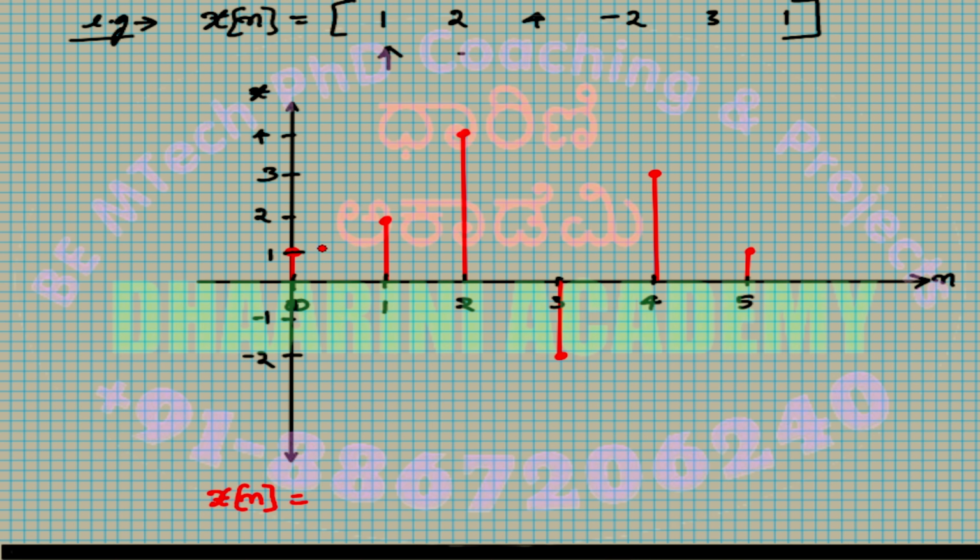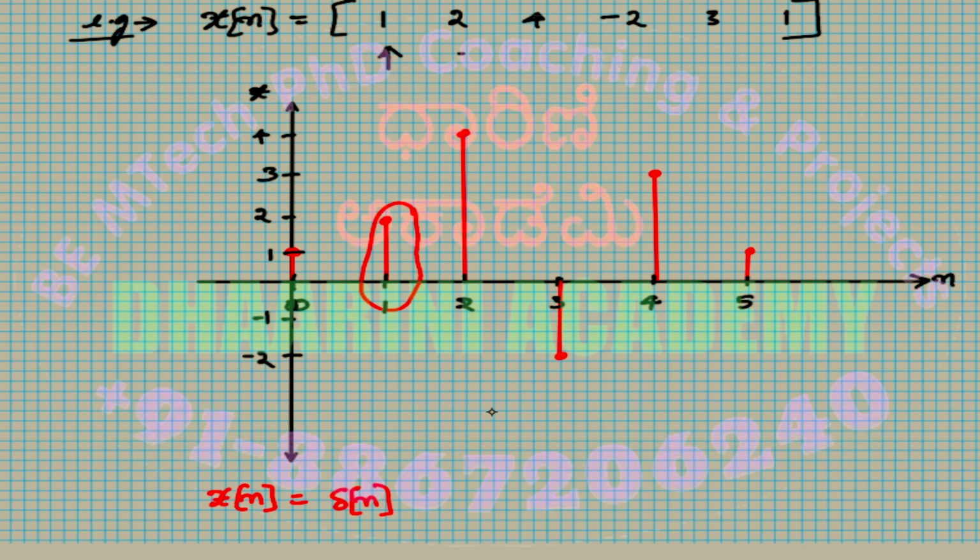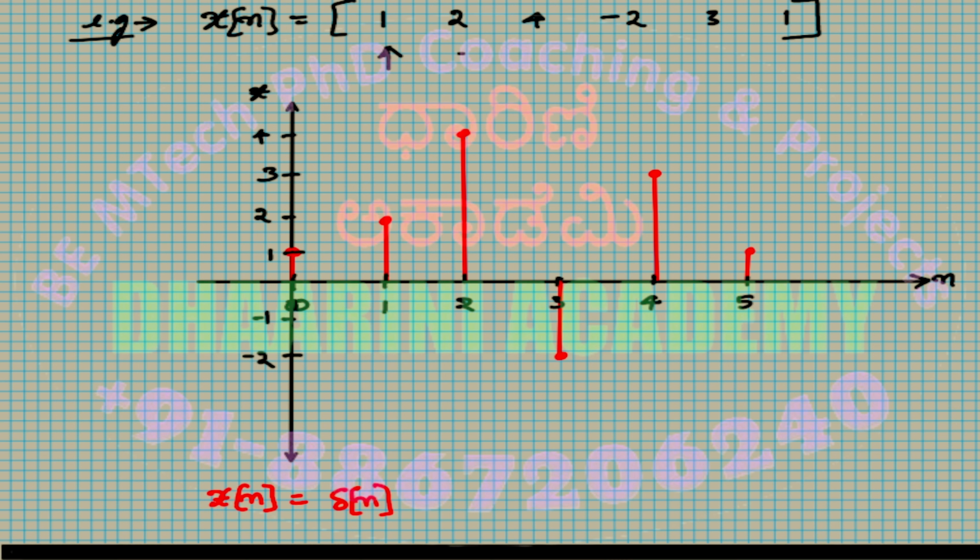So what is this? The first sample is delta of n. So let me write delta of n. Now you see, what is this sample? The sample is located at +1, meaning the delta function is shifted to the right by 1 unit, correct? Any delta function shifted to the right by 1 unit is represented by delta of n minus 1. But you see the difference? Its amplitude is not 1, amplitude is 2. So I need to multiply this by 2: 2 into delta of n minus 1. Are you okay?